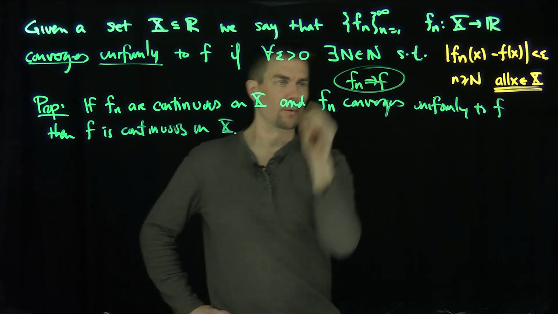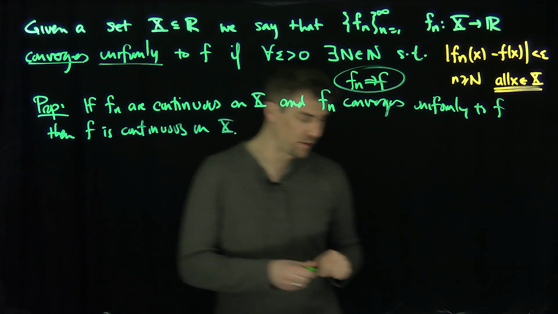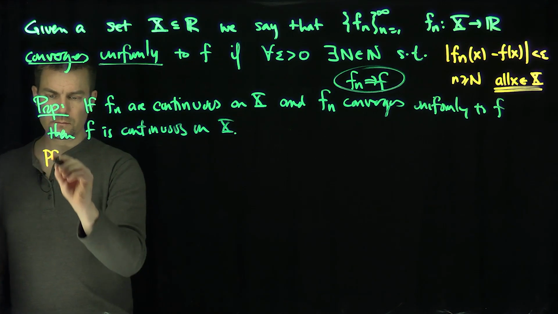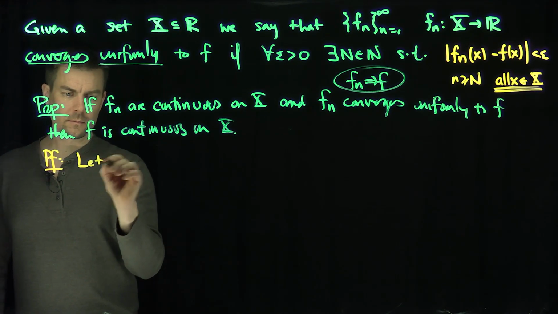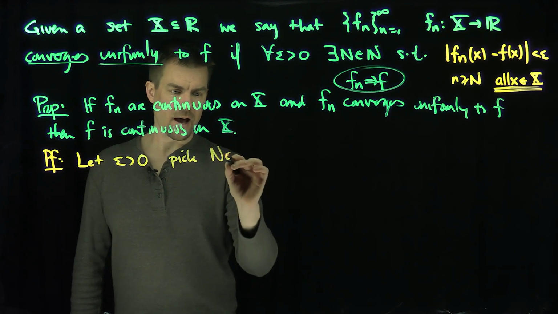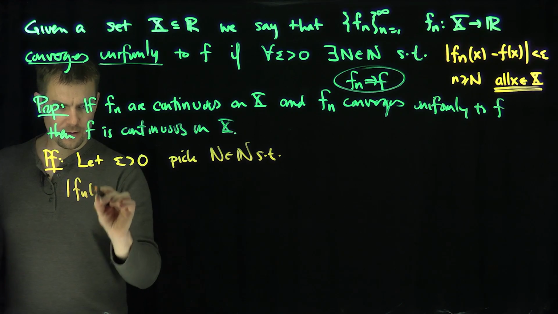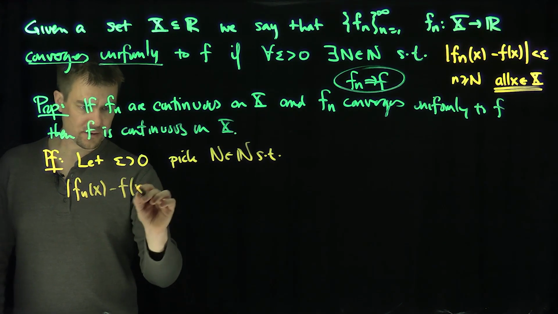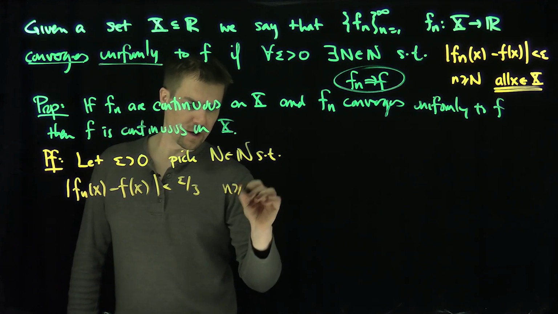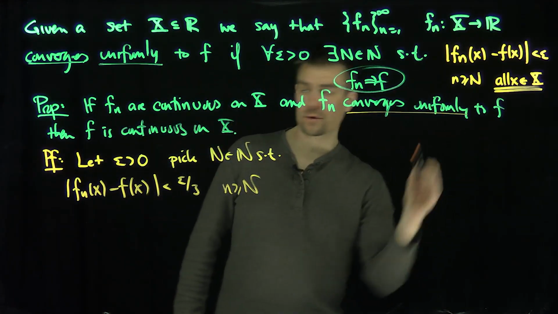So sometimes we use this notation with a double arrow sign for uniform convergence. So the uniform limit of continuous functions is continuous. That's an important thing. So here's the proof. Let epsilon be greater than 0, and pick N in the natural numbers such that |Fn(x) - f(x)| is less than epsilon over 3 if n is bigger than or equal to N. That follows from the uniform convergence.